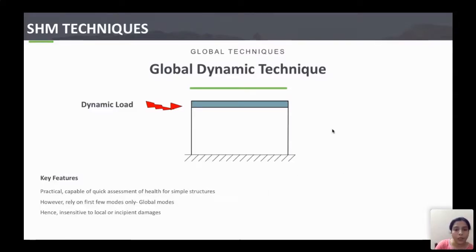When you apply load on the structure, you compare the modal responses. Now, what are modal responses? They are the natural frequencies of the structure and the mode shapes of the structure. So when you apply dynamic load on the structure, the modal responses will be compared in the damaged and the undamaged state. This technique is used when the level of damage is high, because the whole structure is acting as one unit, and this technique works in the frequency range of less than 100 hertz. So only very large damages can be detected using this technique.